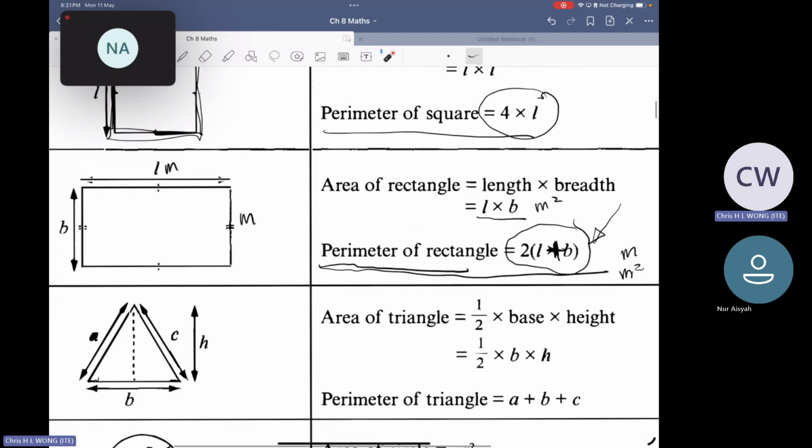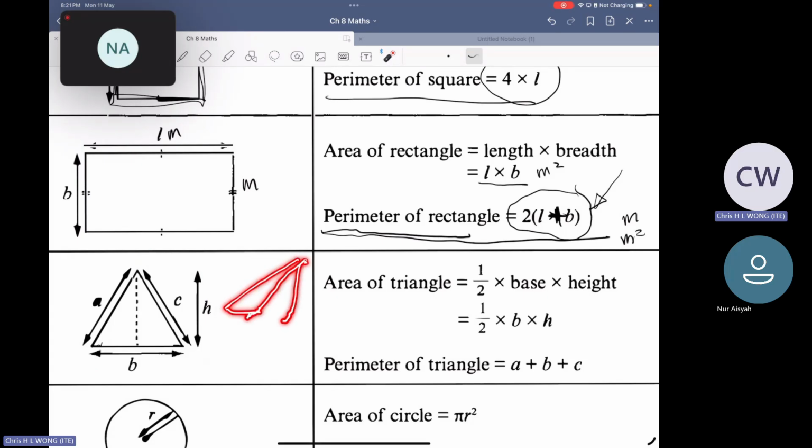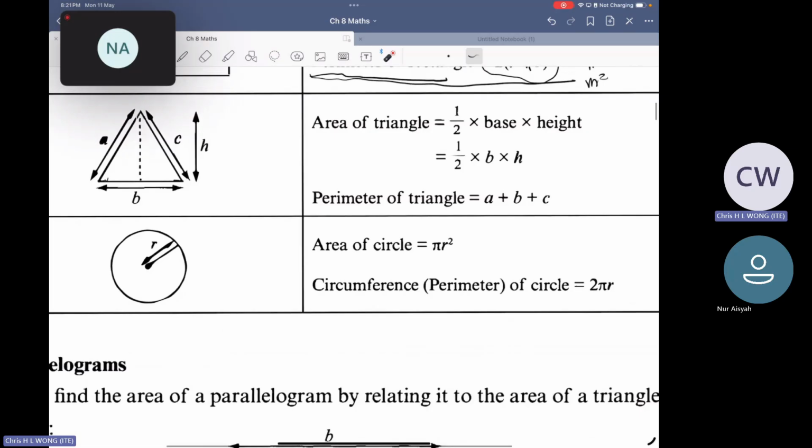This type of triangle is very straightforward. Sometimes a triangle looks like that, and then it looks different already. Then your height will be outside. And this is the height. Okay. One more before you go for your break.